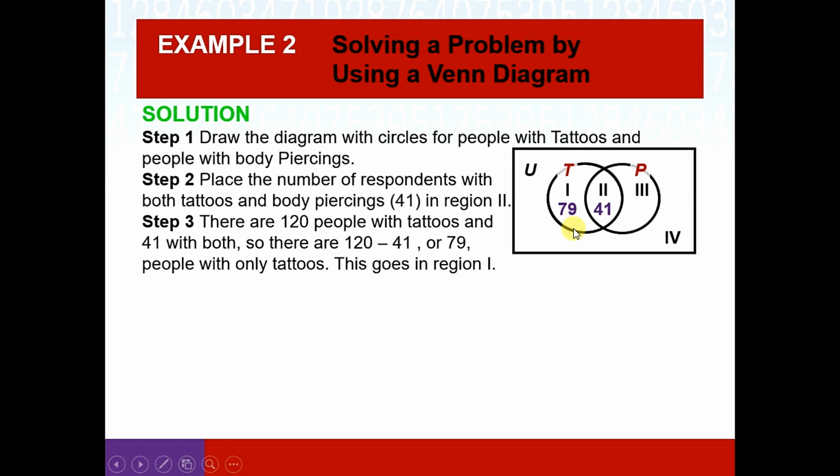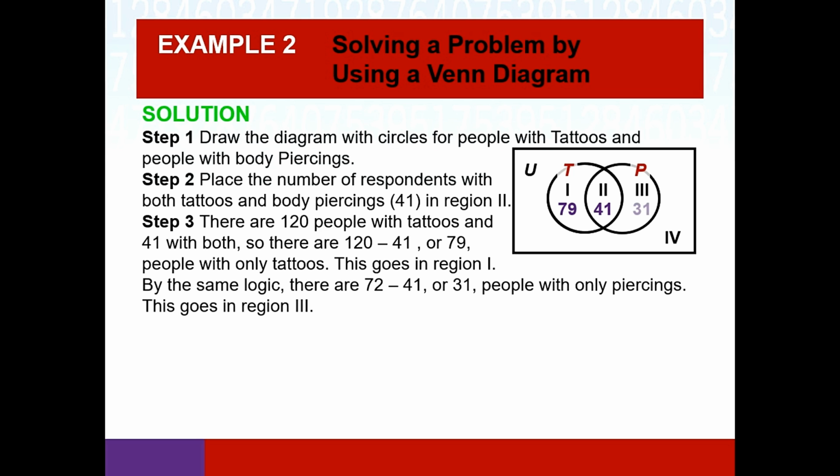Now, let us go for the body piercing. It has been said that in the body piercing, there is a total of 72. However, since we already have our 41, that 72 will be deducted by 41 people, giving us 31 people as people with only body piercing. And that will be the value in our region 3.